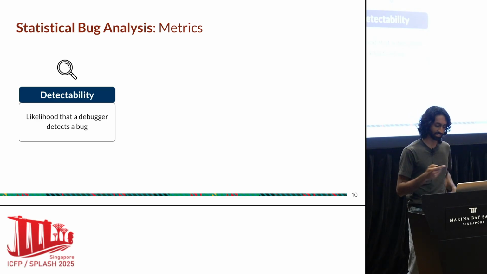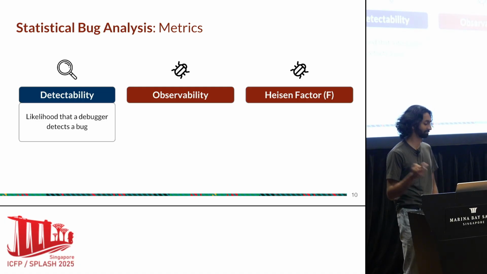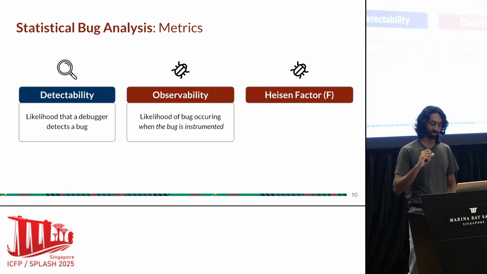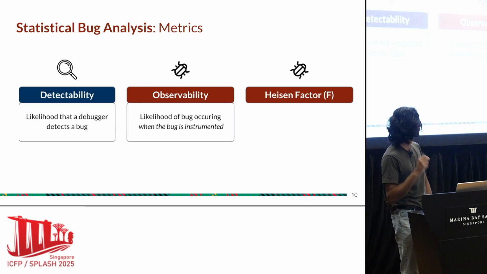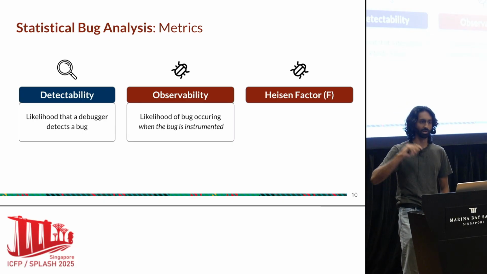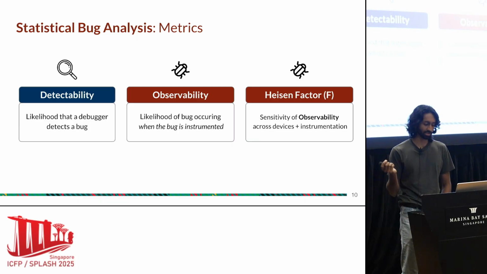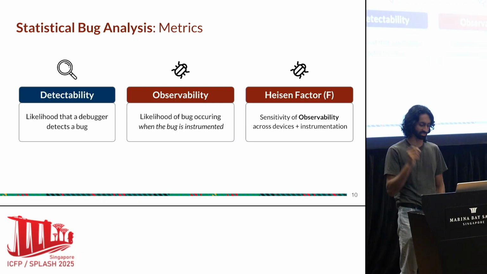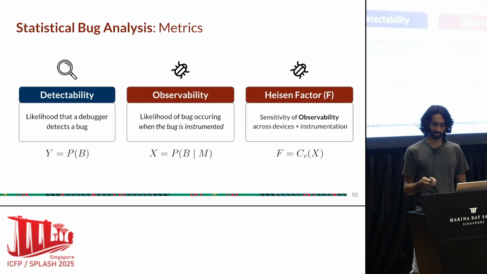But sometimes when we want to observe just the property of a bug, we need to remove the debugger from the picture. And this is where we propose 2 more metrics called the observability and the Heisen factor. The observability is the likelihood of a bug occurring when the bug is instrumented. Notice that since we're conditioning on the instrumentation itself, we're removing the debugger from this metric, solely isolating the bug. And secondly, the Heisen factor, which is the sensitivity of this observability across its devices and instrumentation. We have mathematical definitions of this available in our paper, but for this talk, I'm just going to get into what this looks like intuitively with some data.